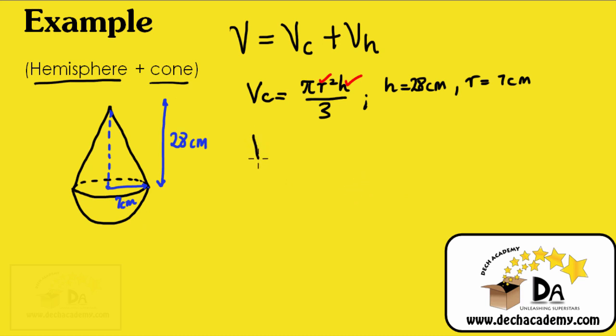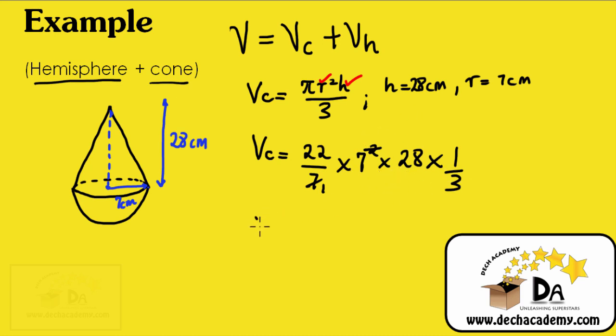So the volume of the cone is equal to, what's pi? Approximately 22 over 7 times the radius squared, which is 7 squared, times the vertical height, which is 28 centimeters, divided by 3, or times 1 over 3. The 7 here cancels, because 7 squared over 7 is 7. So the volume of the cone, evaluated using a calculator, gives 4,312 divided by 3 centimeters cubed.